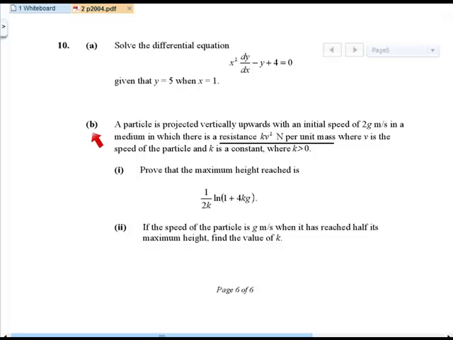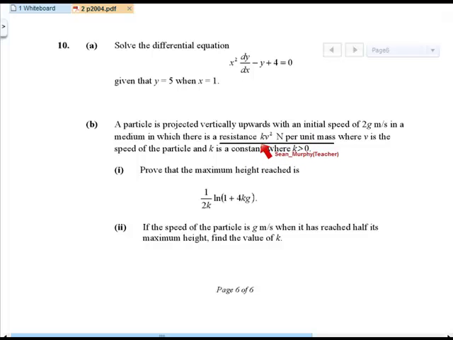2004 question 10b. A particle is projected vertically upwards with initial speed of 2g meters per second in a medium where there is resistance of kV squared newtons per unit mass. The first thing we have to do in these type of questions always is to draw a force diagram. And we notice that the only force that's explicitly mentioned is this resistance force, kV squared per unit mass. Per unit mass means per kilogram.